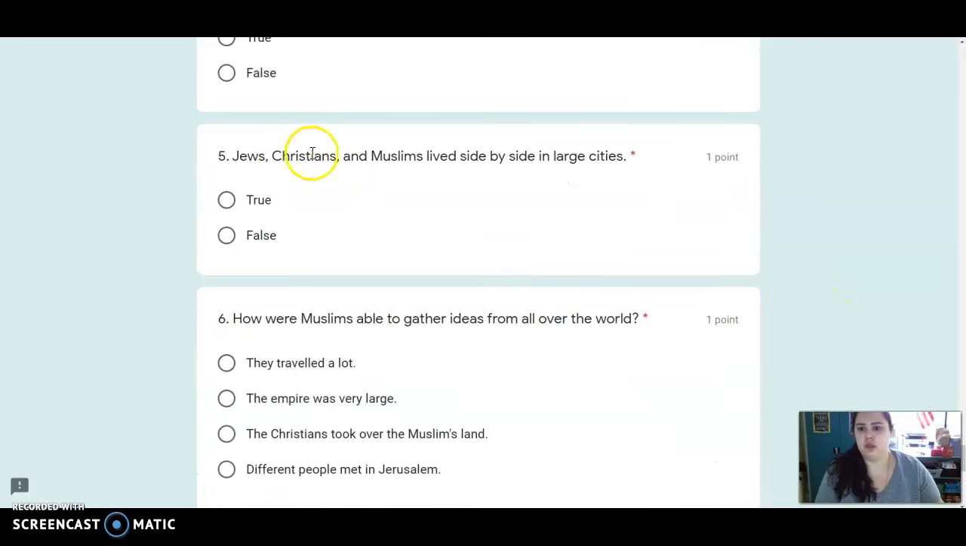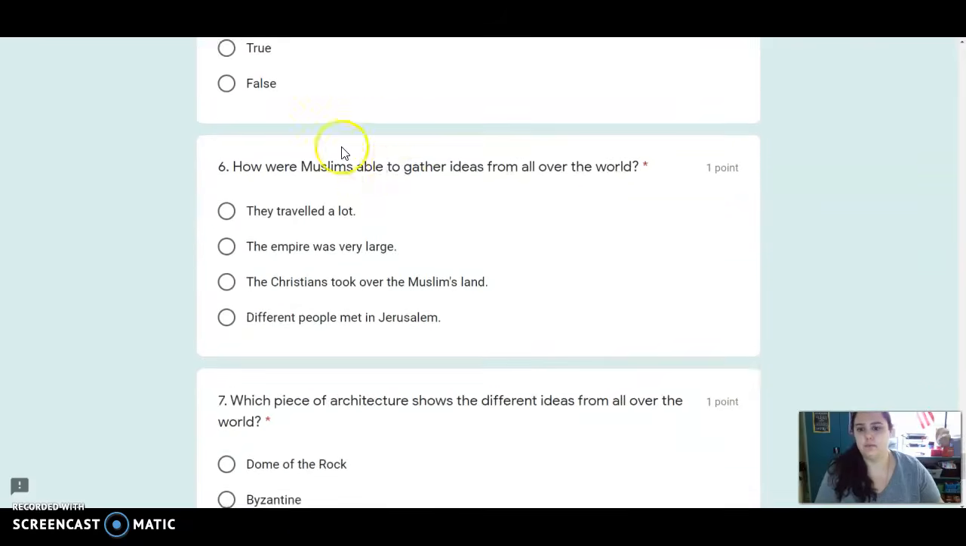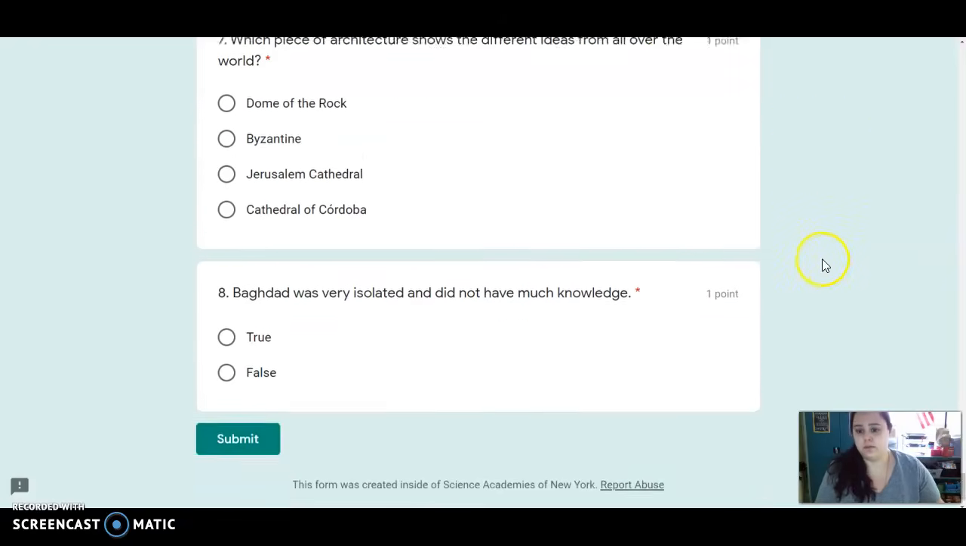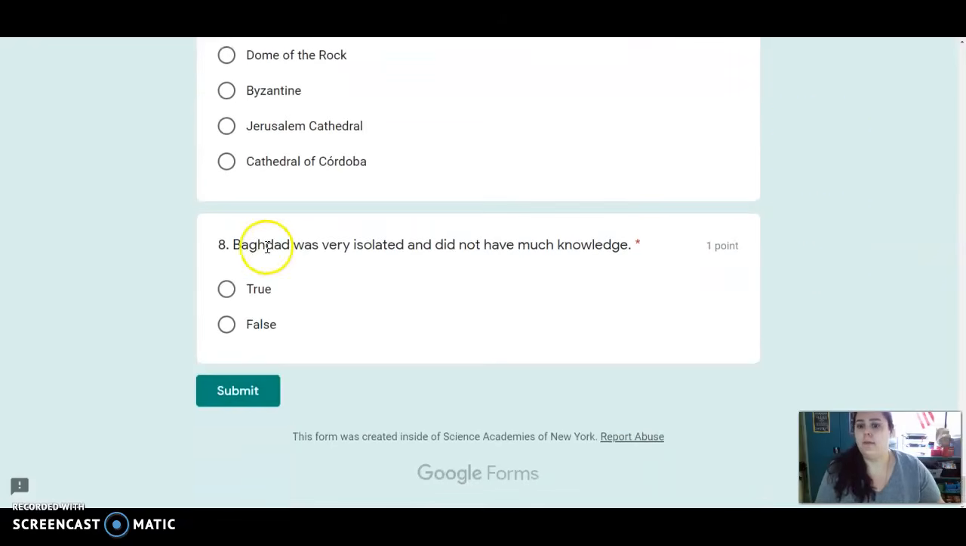5, Jews, Christians, and Muslims lived side by side in large cities. Number 6, how were Muslims able to gather ideas from all over the world? 7, which piece of architecture shows the different ideas from all over the world? And number 8, Baghdad was very isolated and did not have much knowledge.